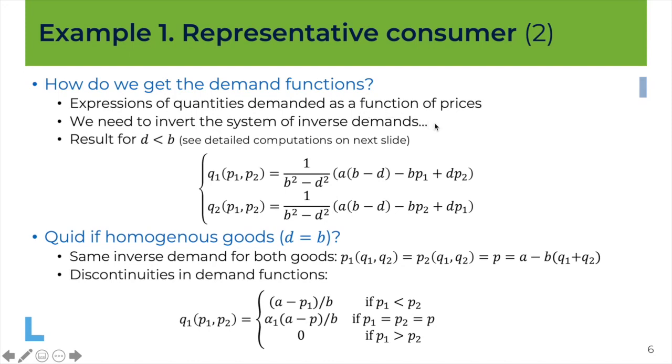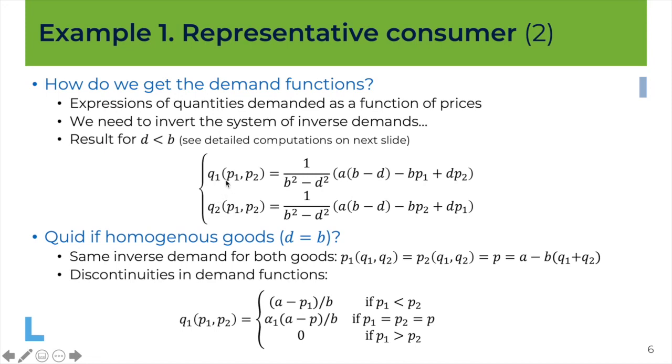Okay, so how do we do that? Well, it's a pure mathematical work that we need to do here. We just need to invert the system of inverse demands that we wrote on the previous slides. Okay, we can only do this if d is strictly less than b. If d is equal to b, then I show you below what we have. But when d is strictly less than b, this is what you obtain.